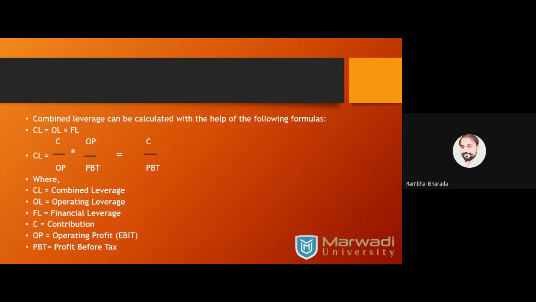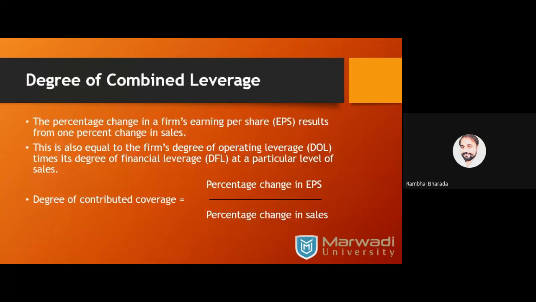Chalo, degree of operating leverage, just write down the formula. TCL. It's not coverage, it's leverage. It's a spelling mistake. Degree of combined leverage: percentage change in EPS upon percentage change in sales. In some books it is written EPS, in some books it is written PBT. Formula done.